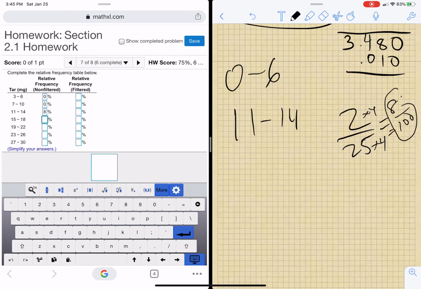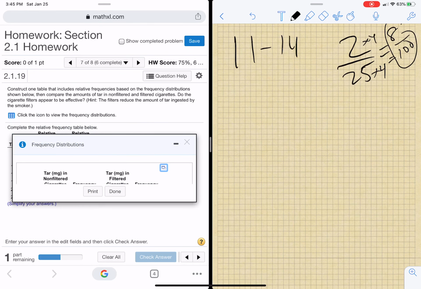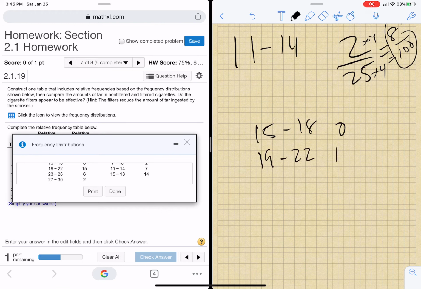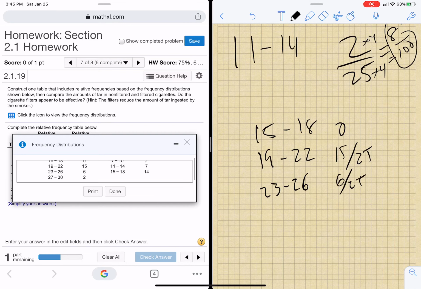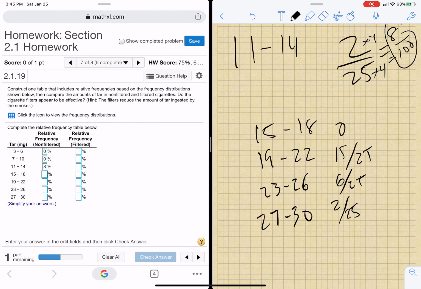Okay. Now 15 to 18, I have to go look. I'm going to write them all down and then go back. Okay, 15 to 18, none. So that'll be a 0. 19 to 22 will be a 15 out of 25. 23 to 26 will be a 6 out of 25. 27 to 30 will be a 2 out of 25. So whatever the number is on the top, I'm just multiplying it by 4 to get the percent.